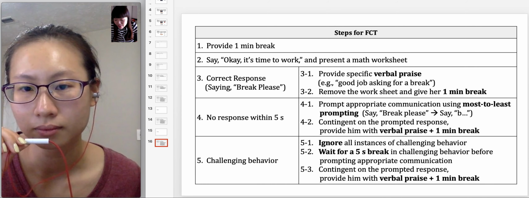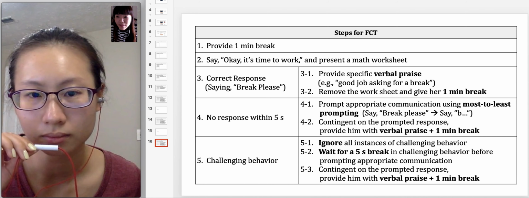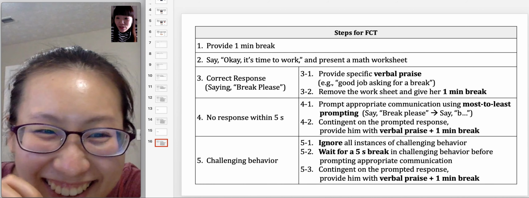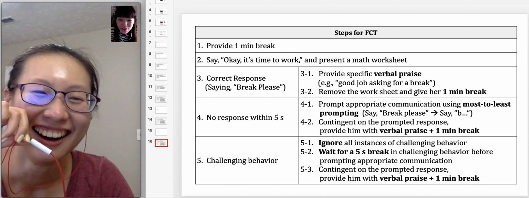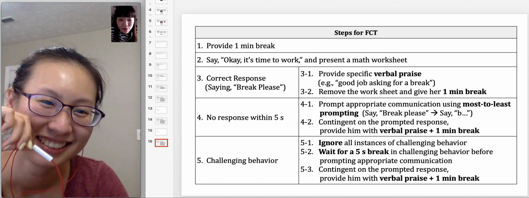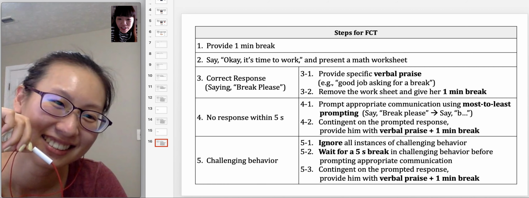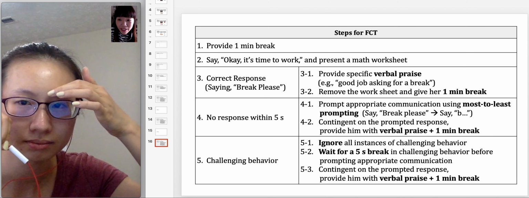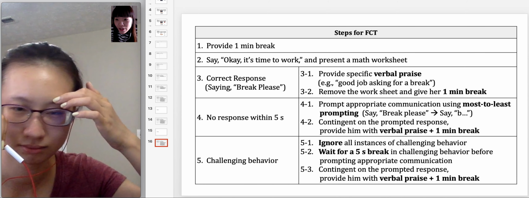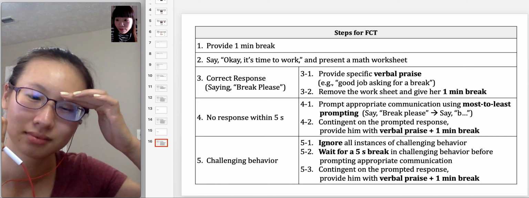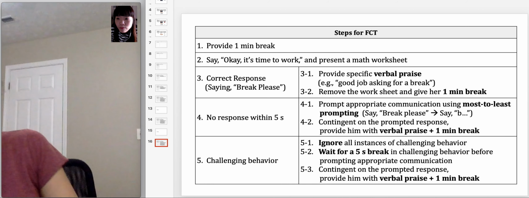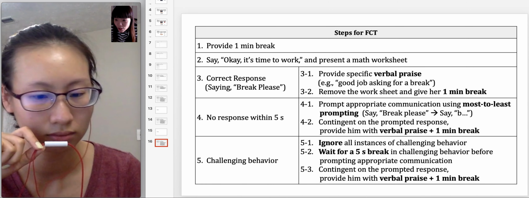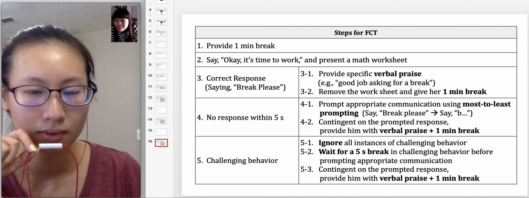Great. I think you did everything really perfectly and there were no errors on that procedure. That's really nice. You did a great job ignoring all instances of challenging behavior, and you also did a great job waiting for a 5-second break. And then you provided specific verbal praise, which is very important because you may want to fade out the 1 minute break later and then use only verbal praise. So everything was really great. Do you have any questions about the procedures?